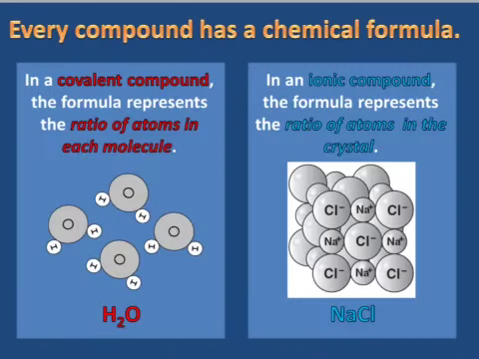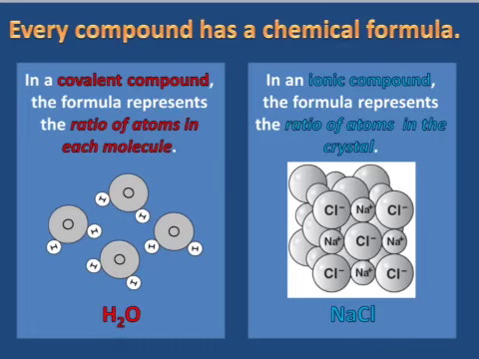Now, you've already learned this. You know that every compound has a chemical formula, like H2O or CO2. In a covalent compound, the formula represents the ratio of atoms in each molecule. So, what's a formula? A formula is a ratio. How many atoms of whatever do we have? How many atoms of this? How many atoms of that? So what is a formula? It is a ratio.